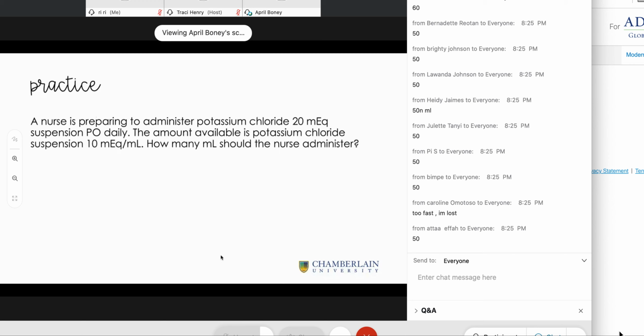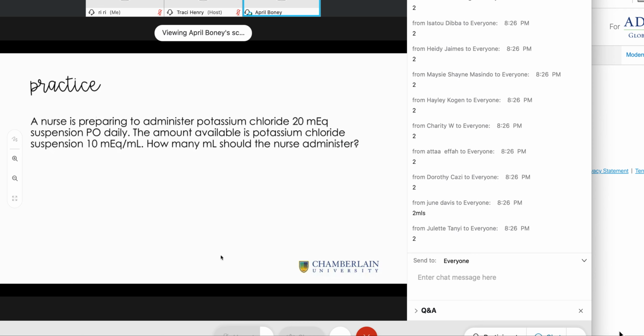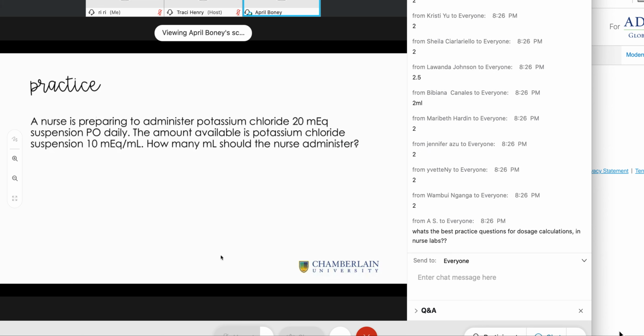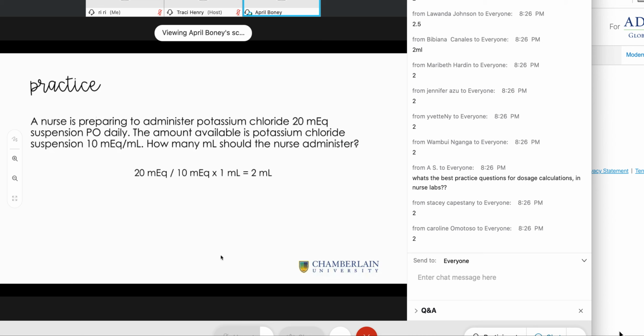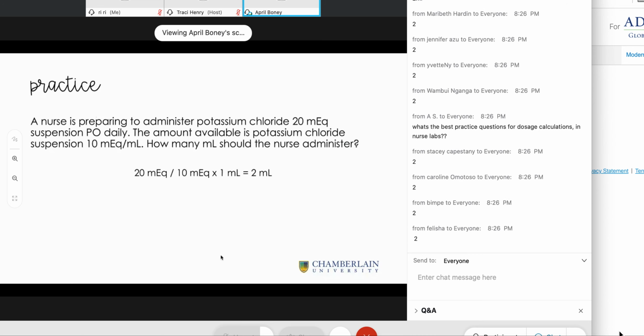Okay, let's look at another one. See what you can do with this one. So dose ordered divided by dose on hand times volume. Our order, our prescription, and our available are in milliequivalents, so we don't need to do a conversion, which is awesome. And 1 milliliter has 10 milliequivalents. This one's easy. 20 divided by 10 times 1, you're going to give 2 milliliters.